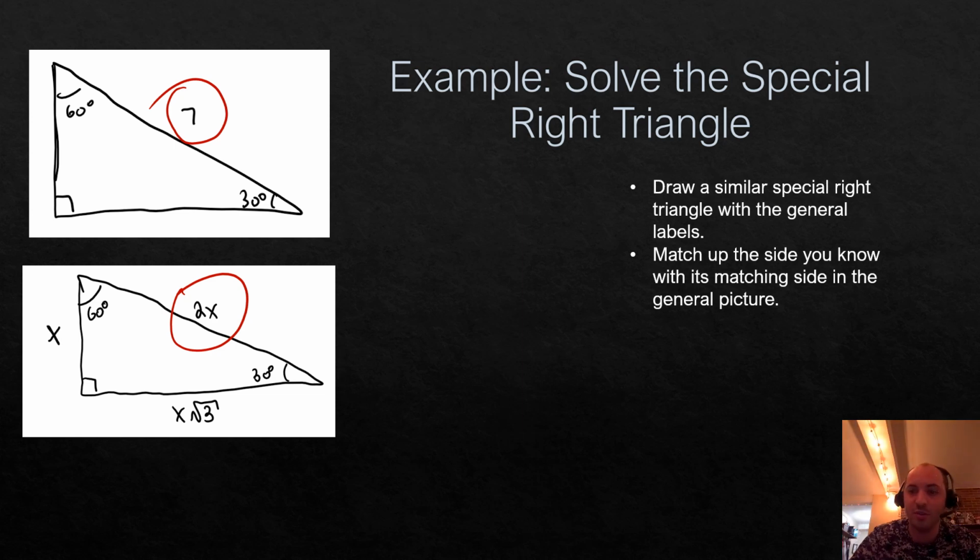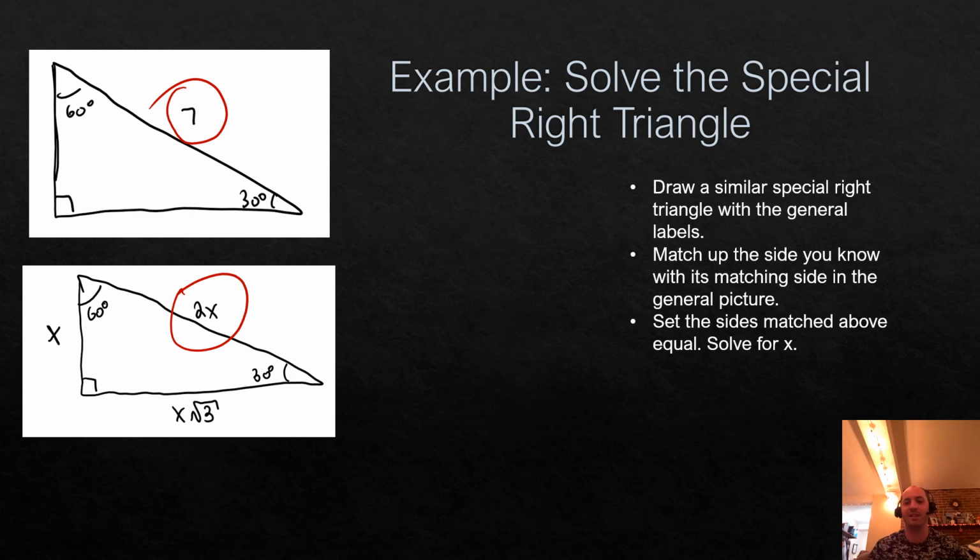The reason I'm going to do that is because I can set up an equation using this. So I'm going to set these two side lengths equal to each other and solve for x. All I'm really doing here is saying, hey, this is a scaled version of the special right triangle, so what does x have to look like if I want 2x to be equal to 7? So I set them equal, 2x is equal to 7, and I solve to get x equal to 7 halves. Once I have this, I can simply fill in the other missing sides following the pattern.